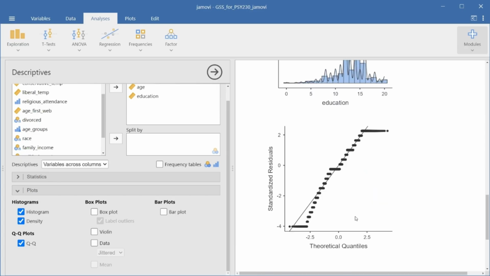Education? Very different. You can see a staircase, flat runs of dots at the same height, which is all those people stacked at exactly 12 and 16. And the low end bends away, which is that left tail. So, age approximately normal, education clearly not.